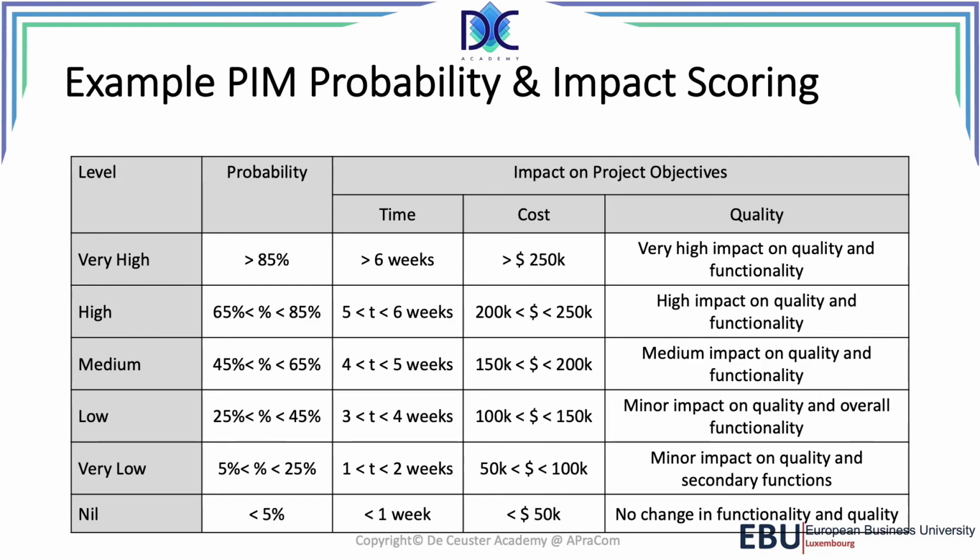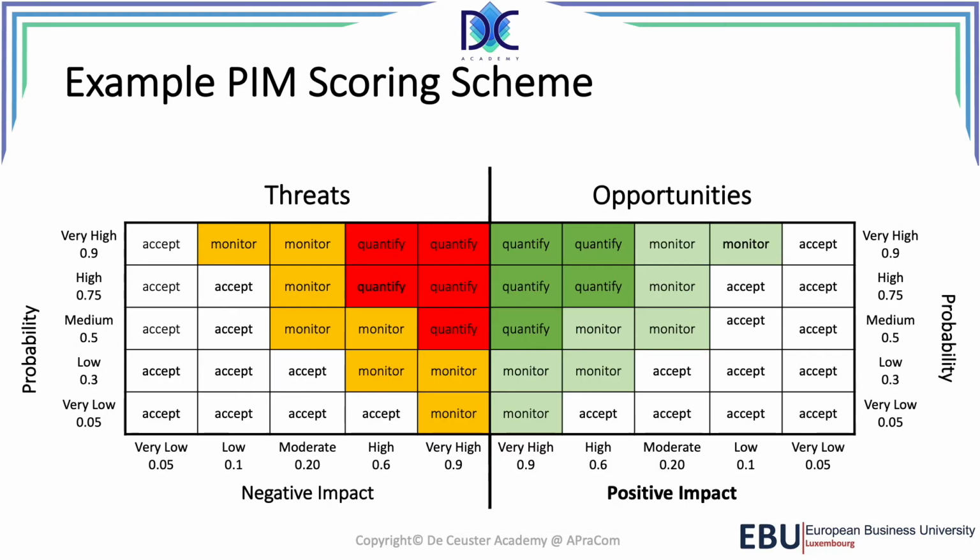We also have the impact on time, cost, and quality. So we see what does it mean? What is a very high impact? Well, it means that we have a delay from more than 6 weeks when the cost is more than $250,000. When we look at quality, that there is a very high impact on quality and functionality. And you can define all those for all the different levels that you want to use later in the probability and impact matrix.